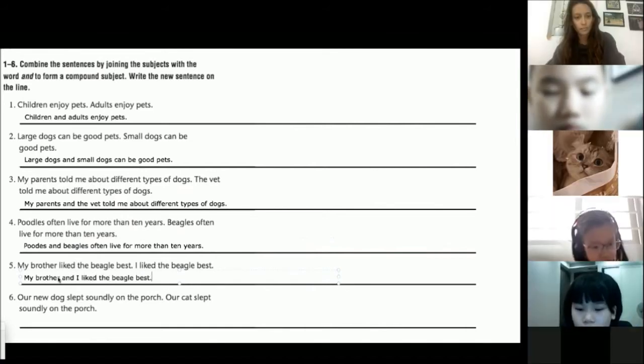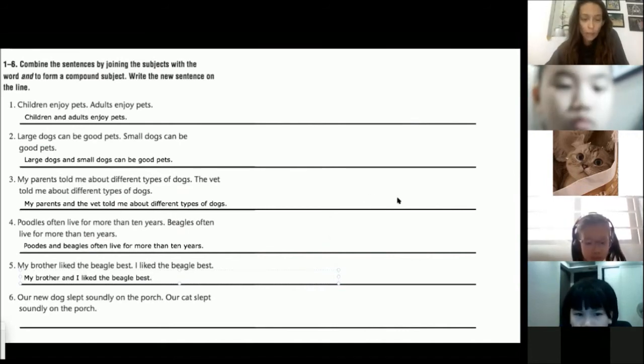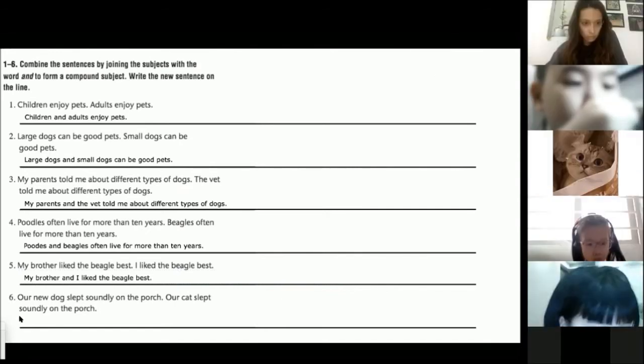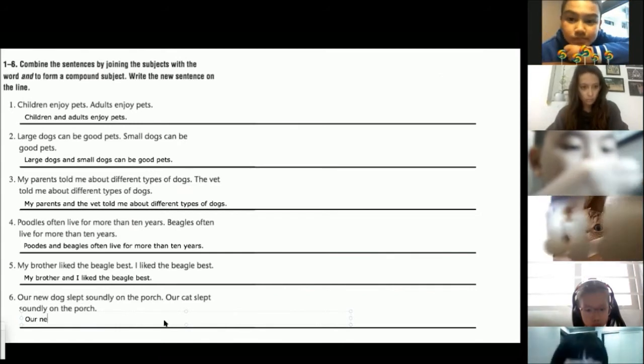Good job. Okay, our new dog slept soundly on the porch. Our cat slept soundly on the porch. What's our new sentence, Cyan? Our new dog and cat slept soundly on the porch.